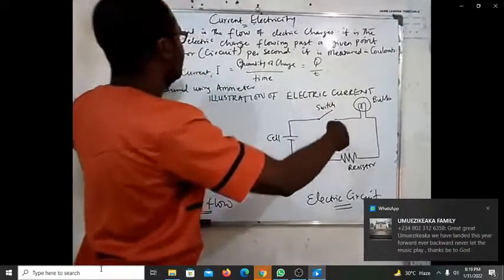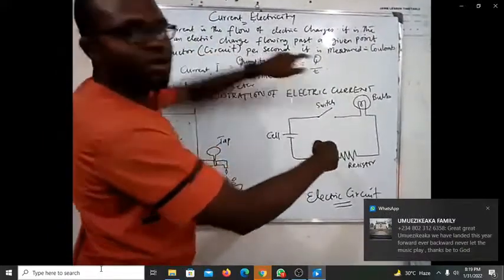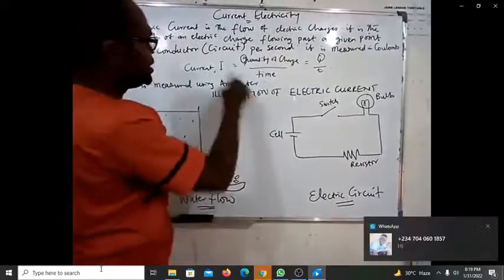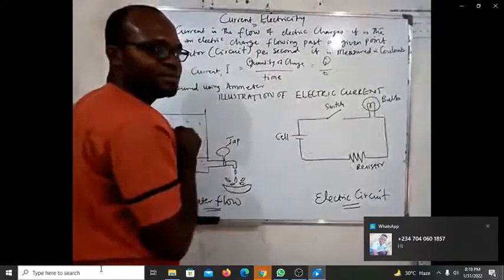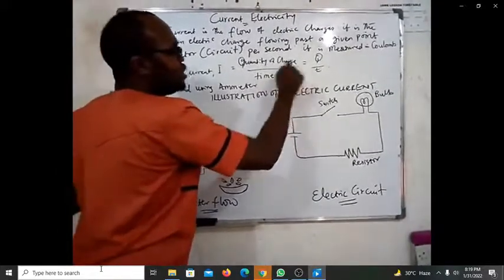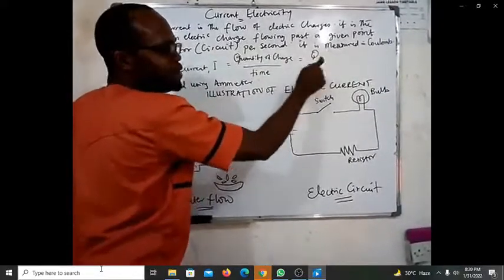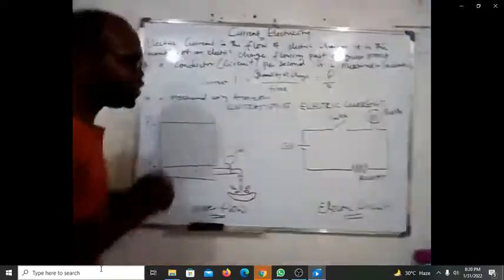This is a conductor or circuit. You understand? Per second. And that's why we represent it as quantity of charge over time. Is that clear? Current I is represented as quantity of charge Q over time t. Is that clear?